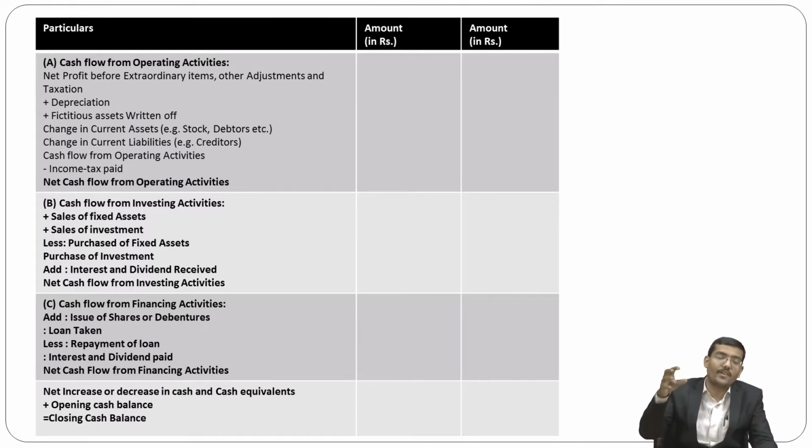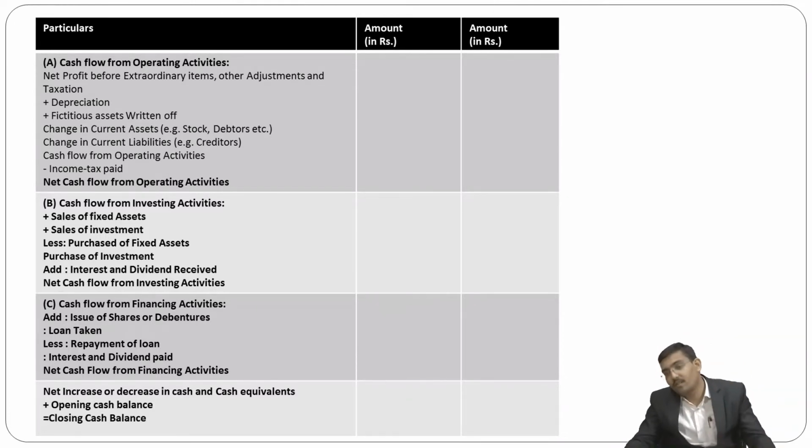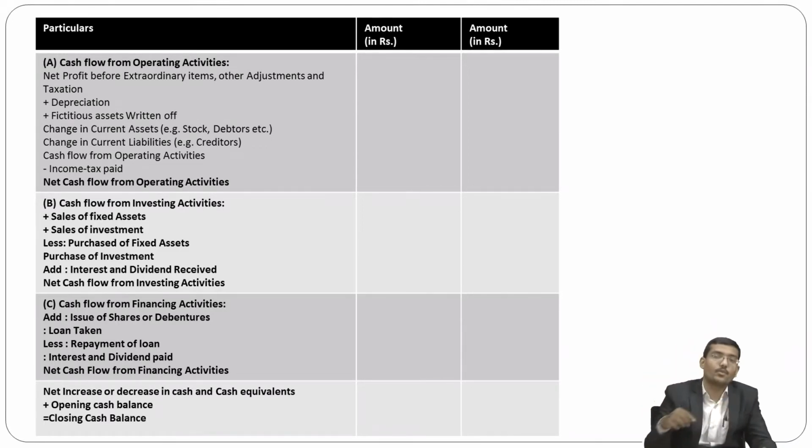Indirect method defining the operating activities. In this particular statement, as per the indirect method, we are defining all three activities in one statement. That is cash flow from operating activity, cash flow from investing activity, and cash flow from financing activity. And lastly, we define the calculation of the net cash balance. So let us examine the first, operating activity.